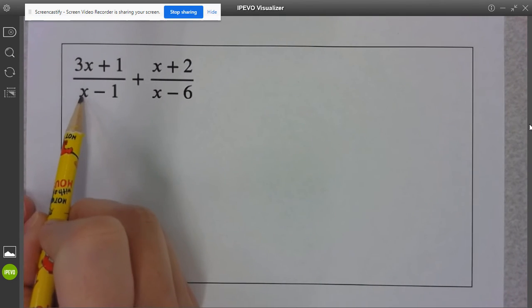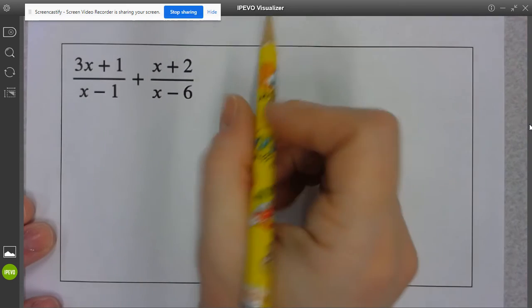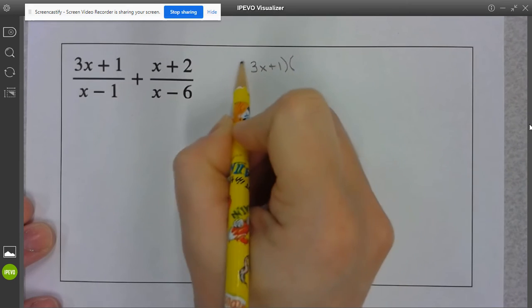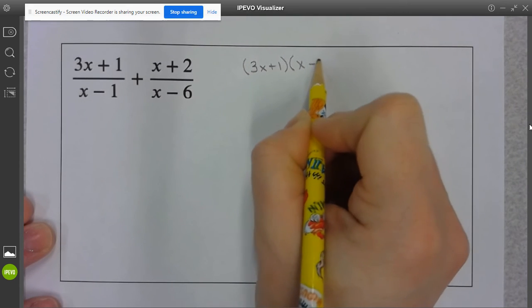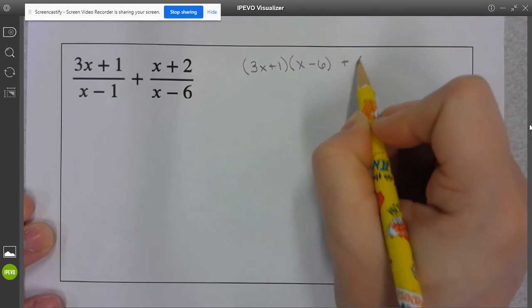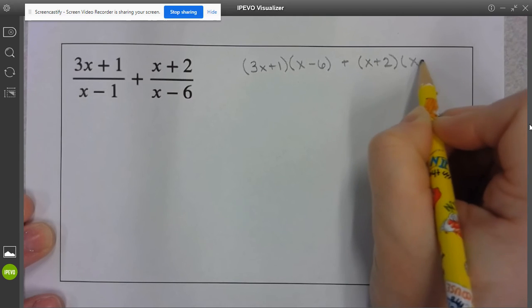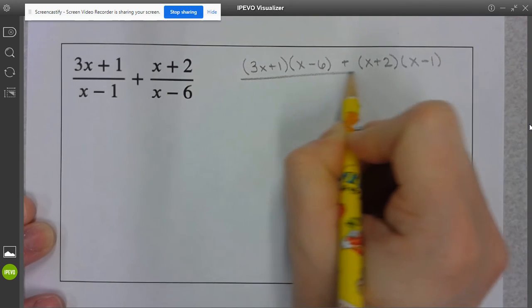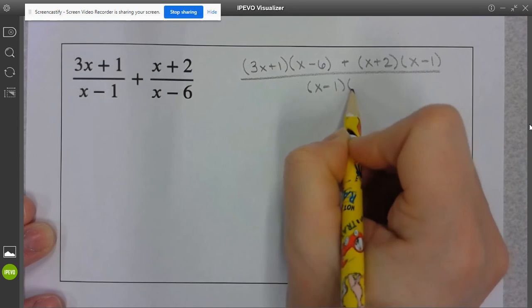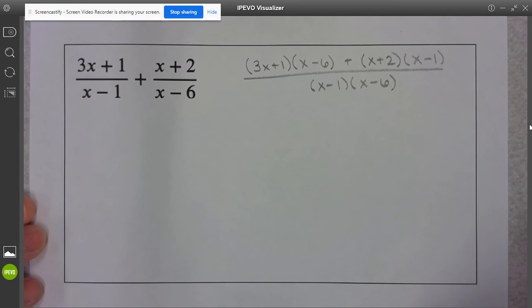All right, so my common denominator is going to be those two multiplied together. It's as simplified as I can make it. So 3x plus 1 is going to have to get multiplied by x minus 6. And x plus 2 is going to have to get multiplied by x minus 1. And there's my common denominator.